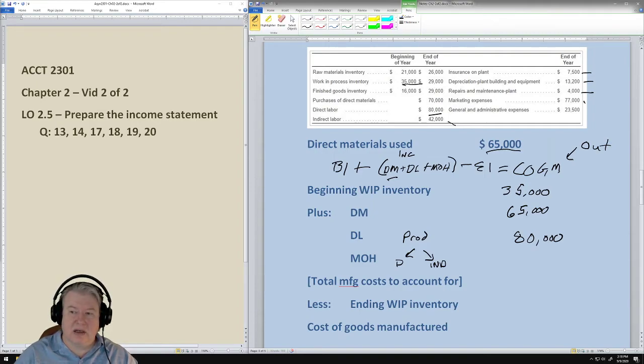Marketing expenses does not have anything to do with the factory environment. General and administrative expenses does not have anything to do with the factory environment. So we add those things together, and we get 27,667.